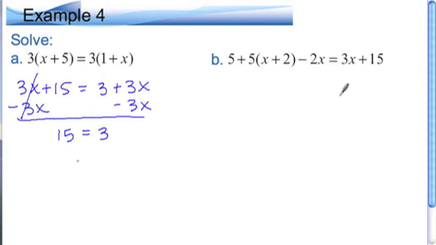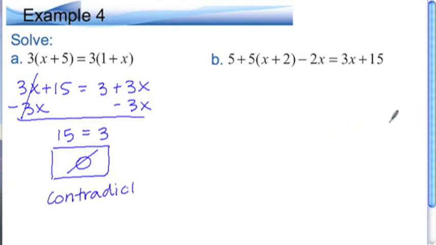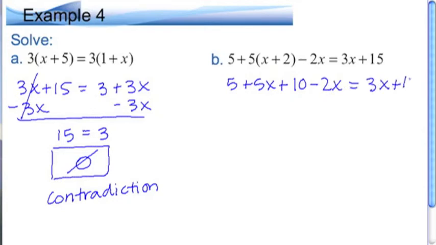So the solution actually is no solution, making this a contradiction. Over here, when I work on this one, I get 5 plus 5x plus 10 minus 2x is equal to 3x plus 15. Combining like terms, we get 15 plus 3x is equal to 3x plus 15.